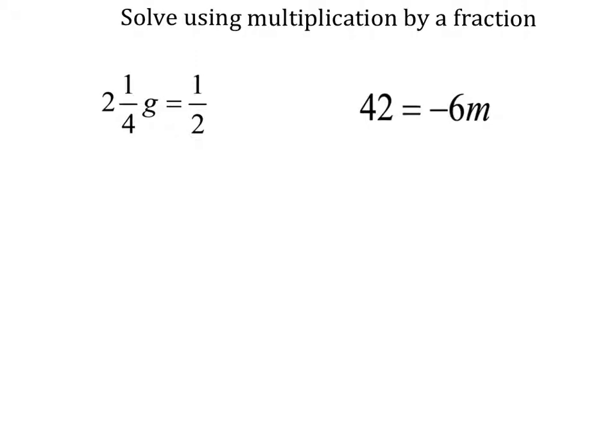In these next two examples, we're going to multiply by a fraction. And I know the one here looks like we are dividing, but we're going to show you how we can do that using a fraction. So, looking at 2 1/4 times g equals 1/2. I'm going to change this into a mixed number, or an improper fraction, pardon me. So 4 times 2 plus 1 is 9/4 times g equals 1/2.